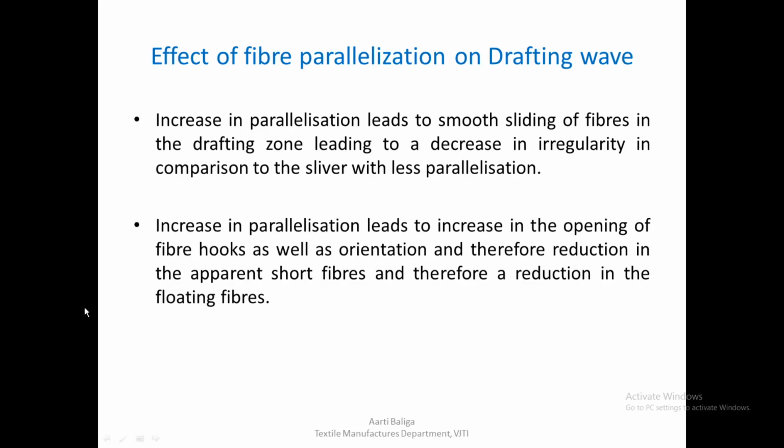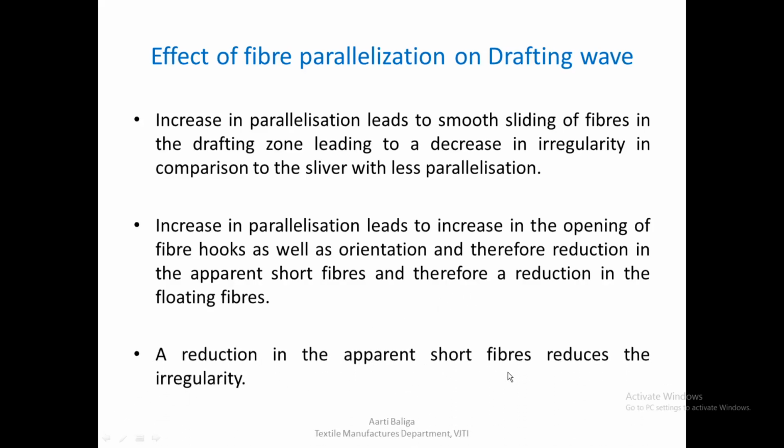So when it is hooked, it is an apparent short fiber, and such apparent short fibers would therefore increase the irregularity in the output sliver, because the drafting system would treat it like a short fiber even if the fiber, once opened, would be a long fiber. So therefore a reduction in the floating fibers. Once you parallelize them, there would be a reduction in the apparent floating fibers, and this would lead to better evenness in the output sliver. So a reduction in the apparent short fibers reduces the irregularity.